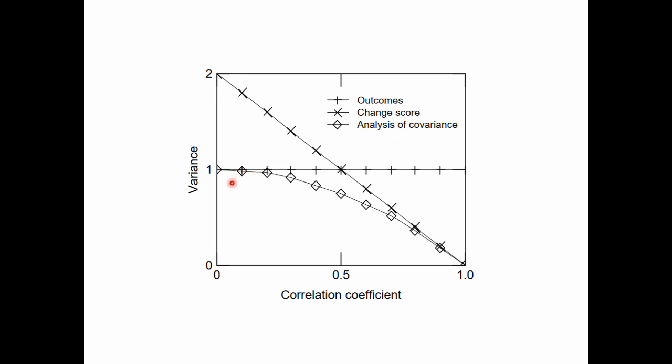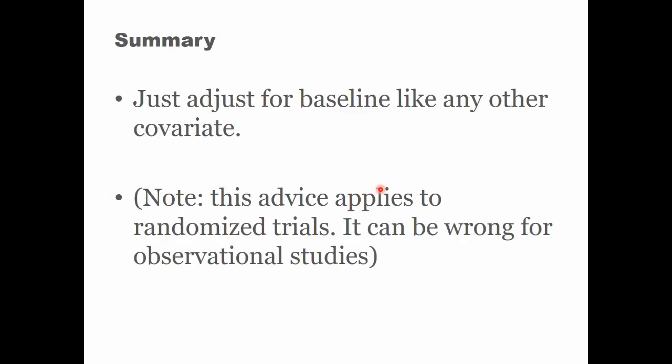And so you can see that when these things are small and not very correlated at all, you get a really big drop off. Eventually the change score becomes more efficient than the use of just the outcome itself, but it's never below the variance of the estimator when we just adjust for it in the model. So in other words, the right choice is always to just adjust for it. There's never a situation where you're better off doing the change score. So the summary there is just to adjust for baseline like any other covariate.